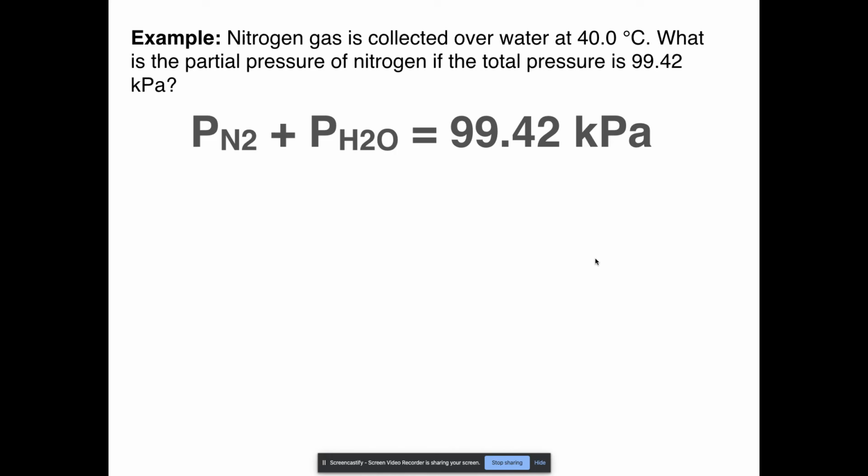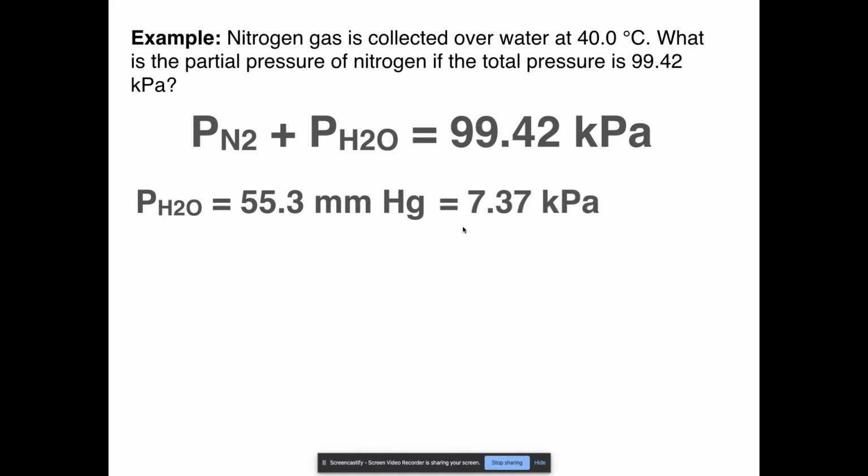Now, remember, our chart only gives us millimeters of mercury. So I would need to convert some stuff, right? If I look at the chart, it says 55.3 millimeters of mercury is water's vapor pressure at 40 degrees. I need to convert that to kilopascals. So see if you can remember how to convert. But when you convert it, you should get 7.37 kilopascals.